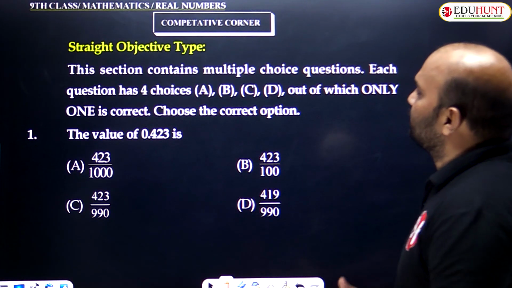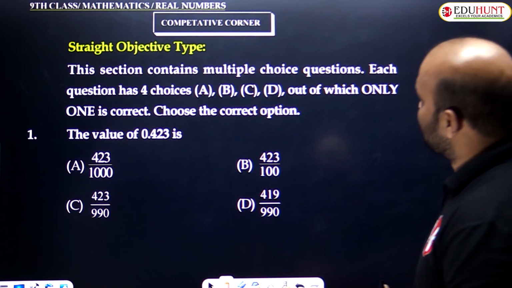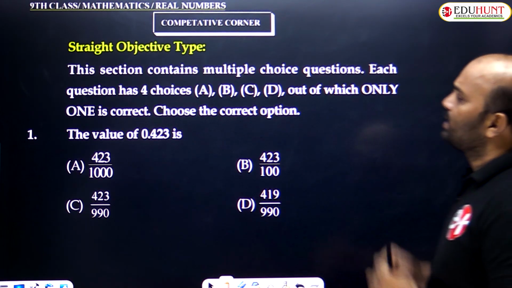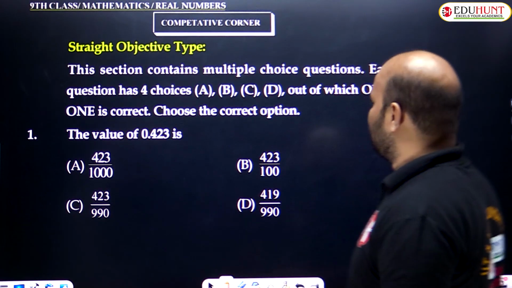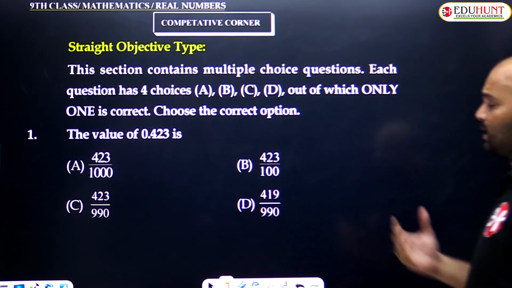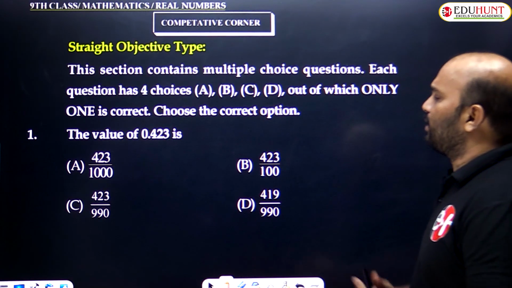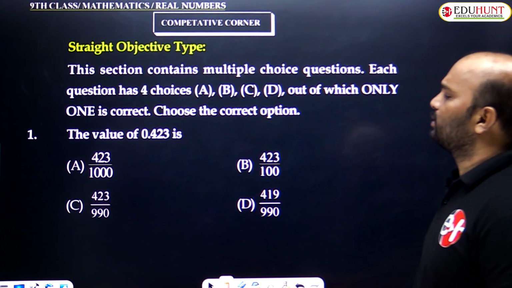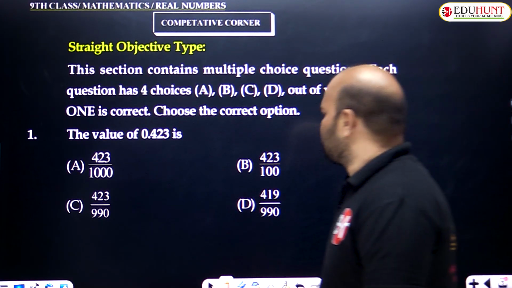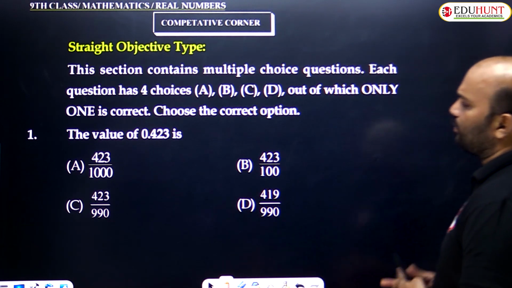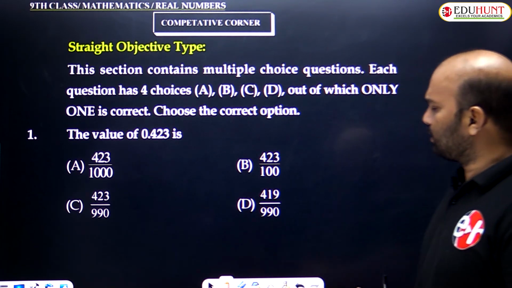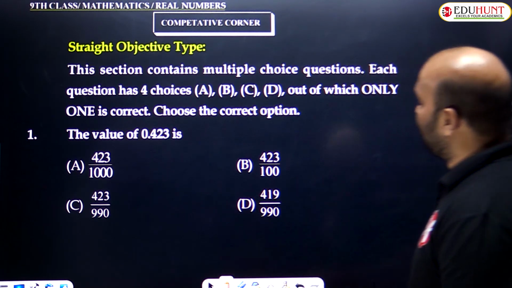Before that, in this straight objective type section, it contains multiple choice questions. Each question has 4 choices A, B, C, D, out of which only one is the correct answer. Choose the correct option. Have a look at question number 1. The value of 0.423 is: option A 423 by 1000, option B 423 by 100, option C 423 by 990, option D 419 by 990.